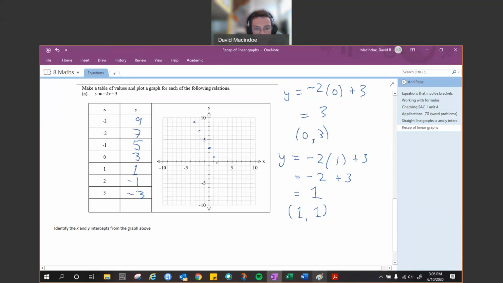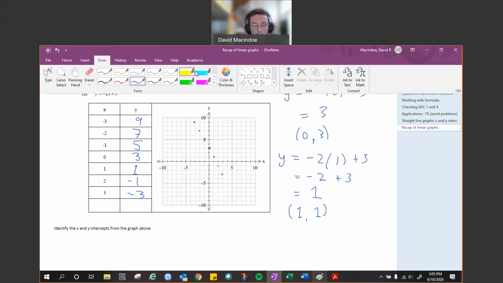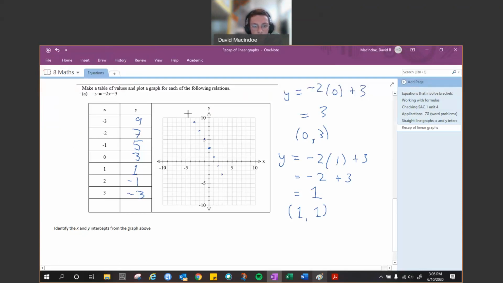So at x is 2, we've got -1. So to the right 2, down 1. And when x is 3, so to the right 3, -2. All right, so we can see all our points, they look very much like they're going to make a line. If you're drawing this on a piece of paper, best to use a ruler.